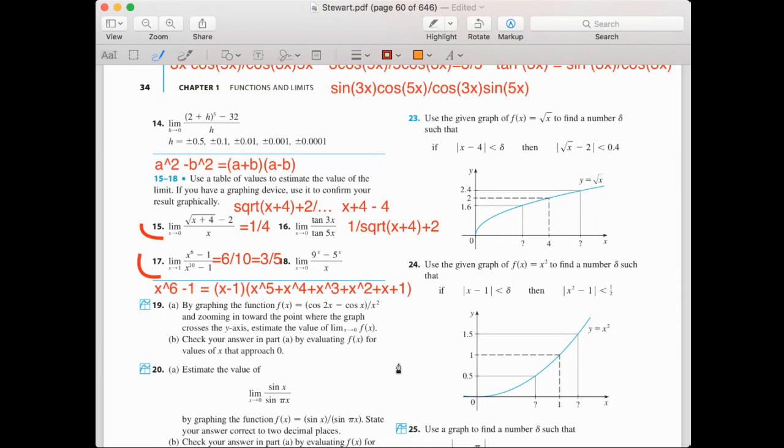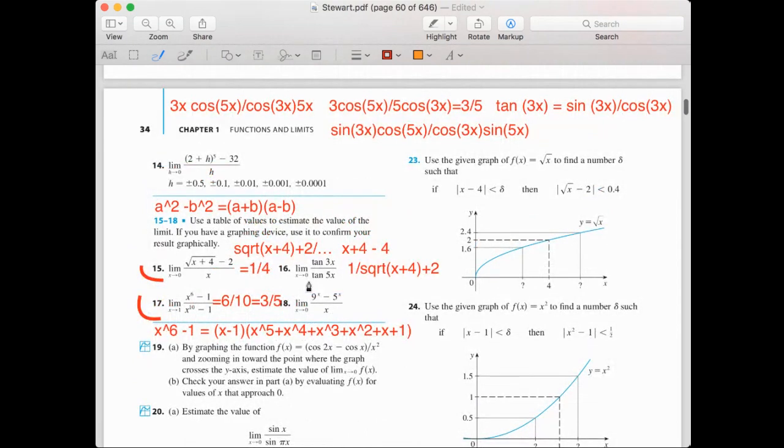Okay, so to find the limits sometimes requires algebra skills. Any question for this? Okay, let's go over 16 again.